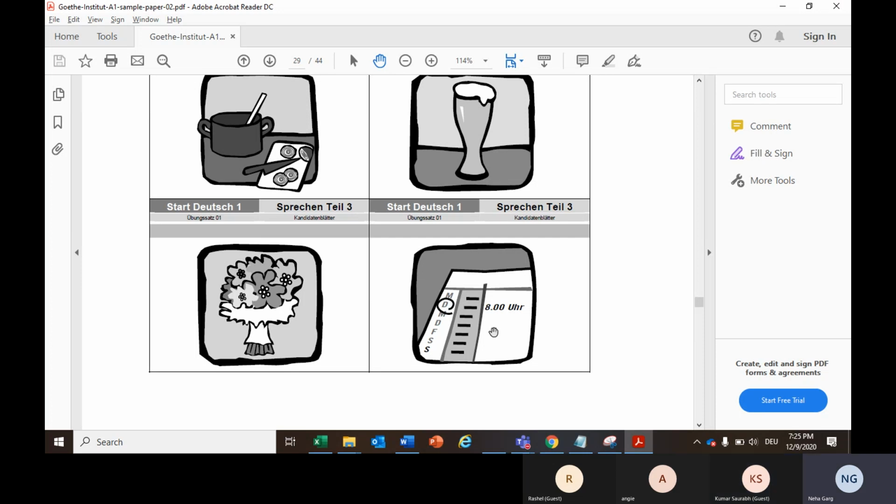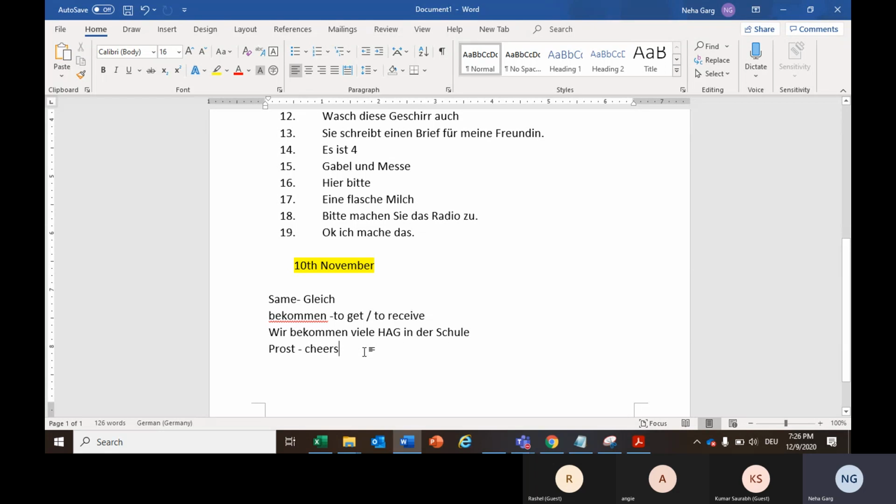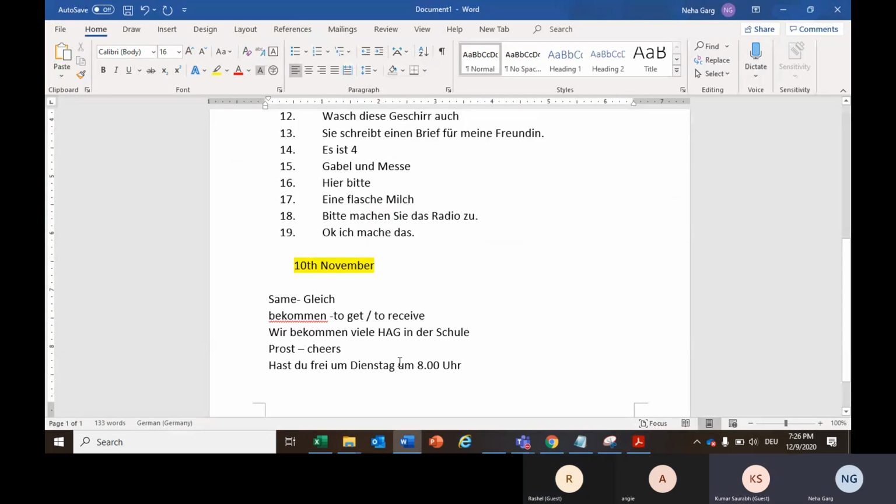It's like, are you free at 8 o'clock? Or what are you doing at 8 o'clock? So, are you free at 8 o'clock? Bist du frei 8 Uhr? And then when we ask about someone being free, we don't say bist du frei, we always say hast du frei. Do you have free time? Hast du frei? Dienstag 8 Uhr. Dienstag, it has been circled, and then 8 o'clock. Yeah. Rachel, you have to react.